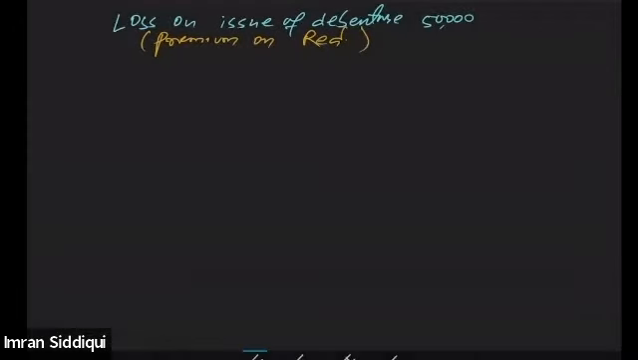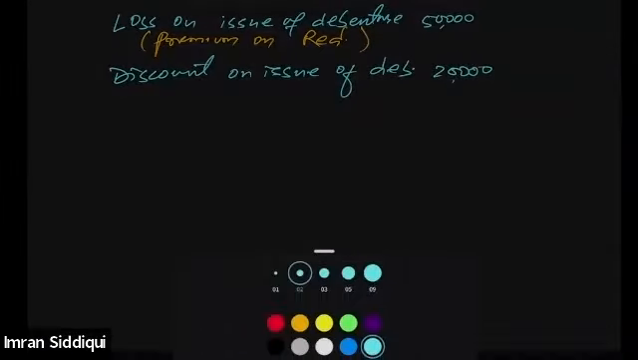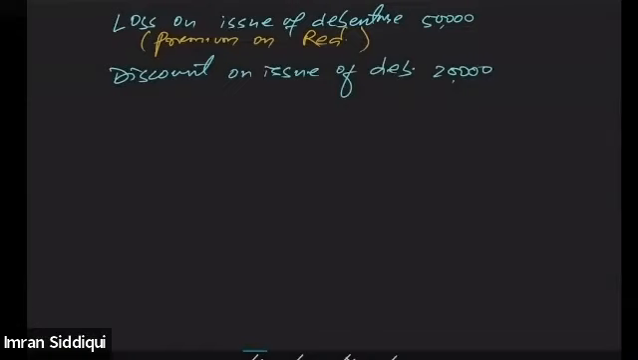Then we have a loss because of the discount on issue of debenture. Let's assume this is only 20,000. Okay. Now if we talk about the total loss, it is 50,000 plus 20,000. This is the total loss.